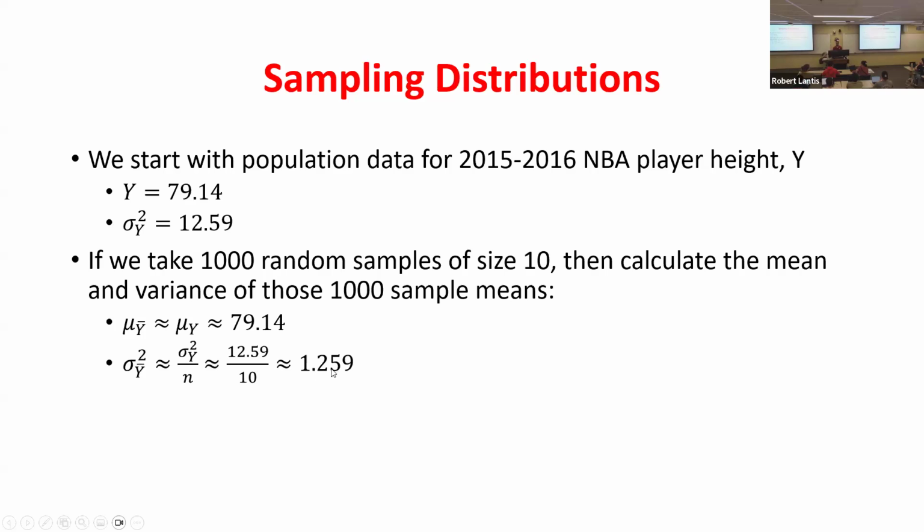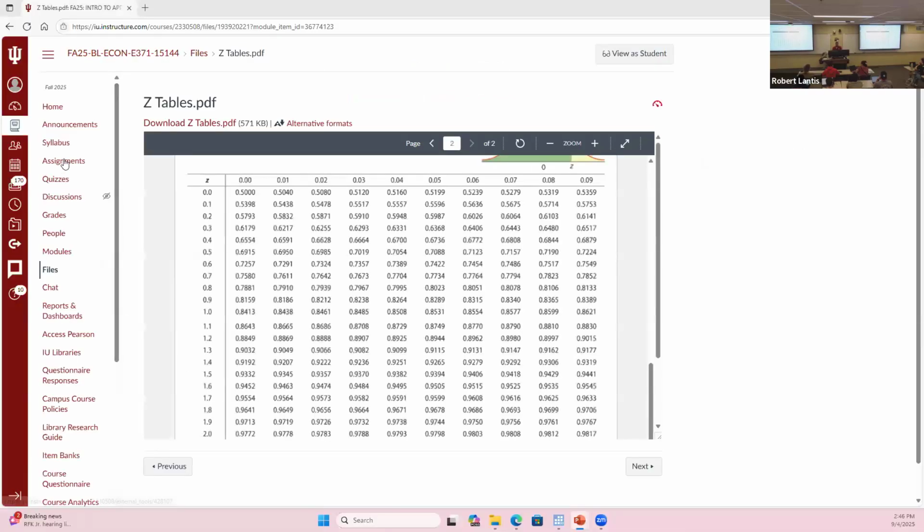If I divided that by 10, sure enough, I found the exact same variance on my sample means as what it should have been. So we got to take a look at this in Stata.